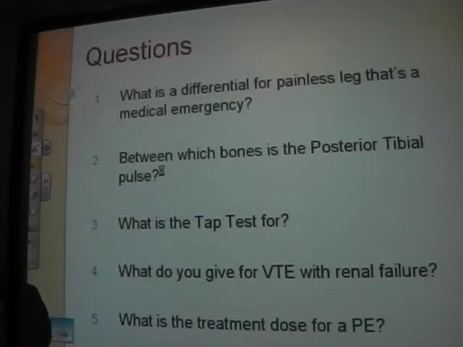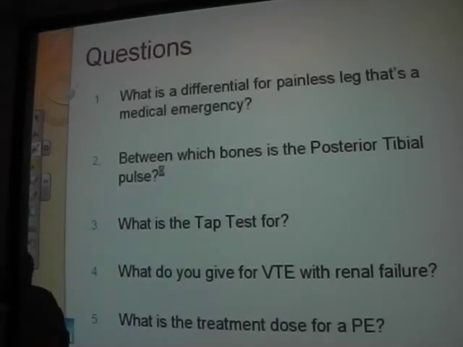So we're just going to ask some questions first. What's the differential for a painless leg that's a medical emergency? Acute ischemic limb. Yeah, that is actually. Compartment syndrome. Is it painless? Okay, anything else?